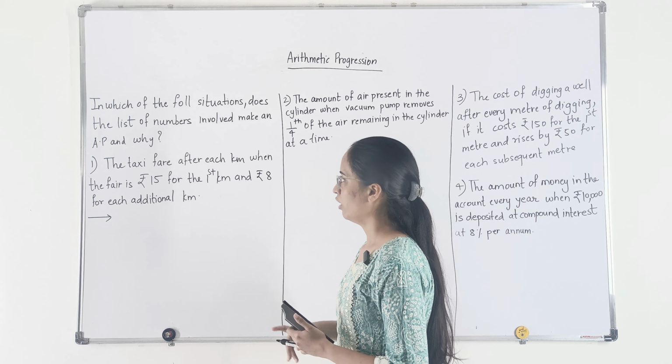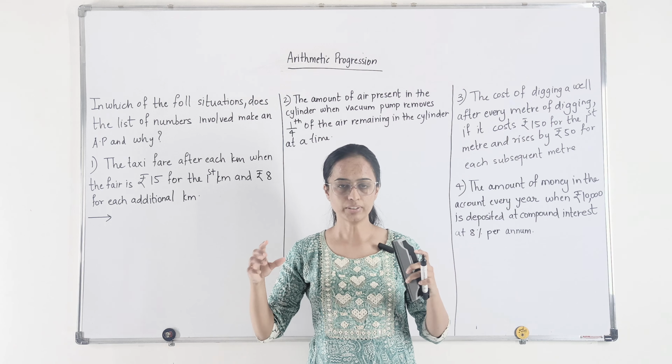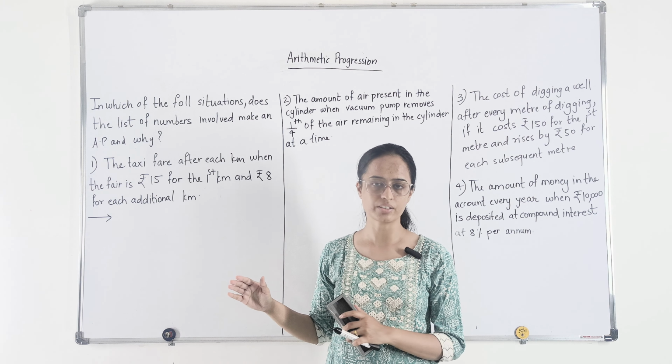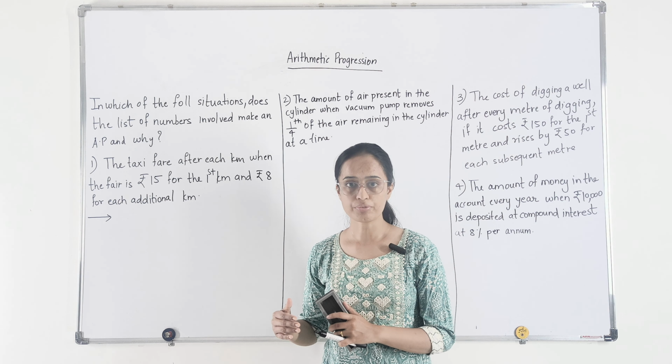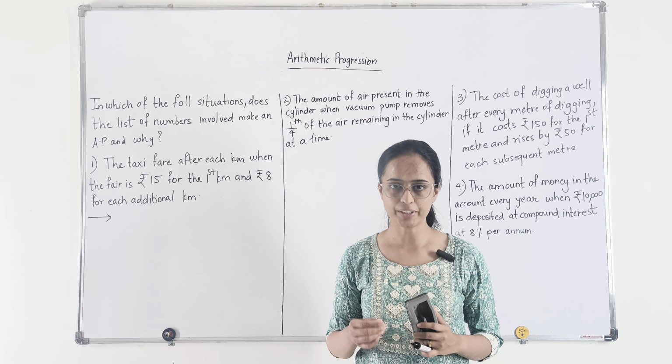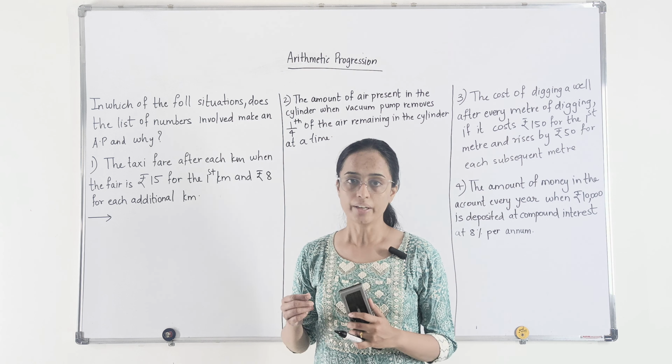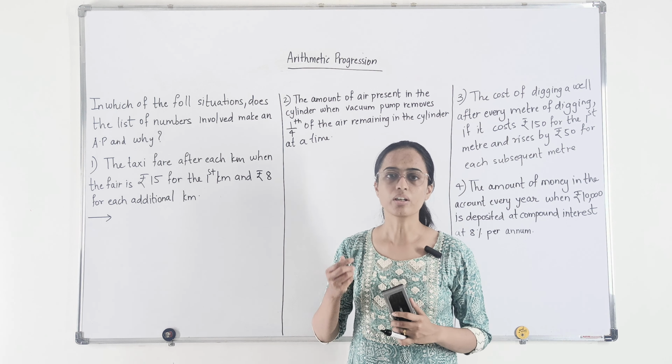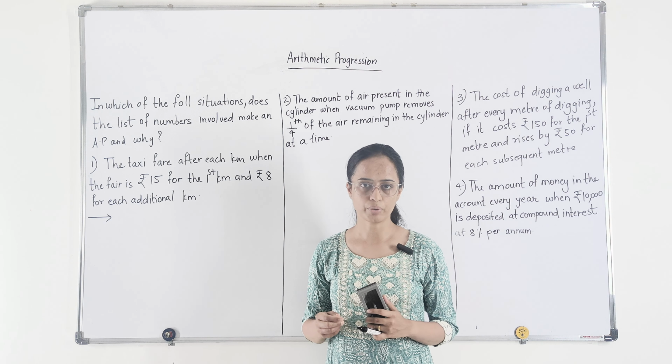This question says that in which of the following situations does the list of the numbers involved make an arithmetic progression and why? So there will be a situation that would be given to you. You have to first form a sequence of numbers depending upon the situation given, and then you have to check whether the resultant sequence that you have got is an arithmetic progression or not. Now, how do you identify whether a given sequence is an arithmetic progression?